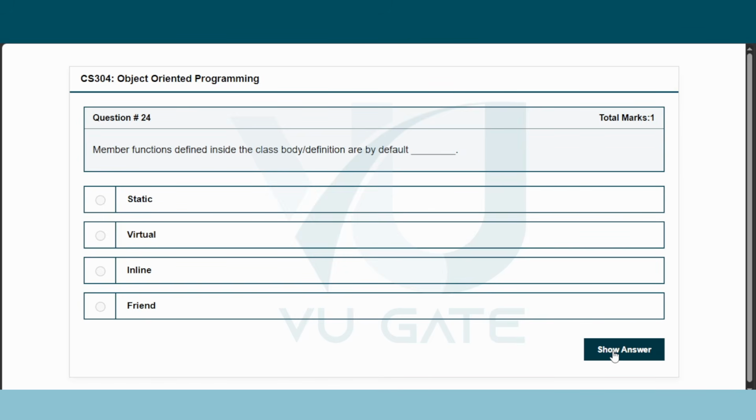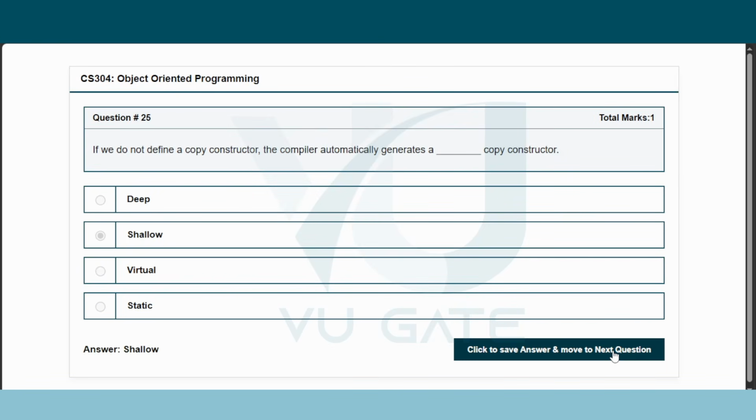Heading to question 24. Member functions defined inside the class body or definition are by default blank. The correct answer is inline. Next is question 25. If we do not define a copy constructor, the compiler automatically generates a blank copy constructor. The correct answer is shallow.